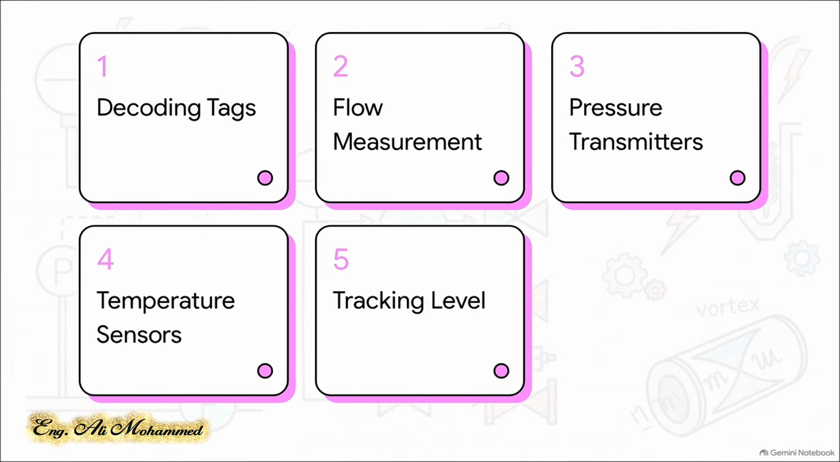Here's our roadmap for today. We'll be looking at 1. Decoding ISA 5.1 tags. 2. Flow measurement covering FT and FDT. 3. Pressure transmitters focusing on PT and PDT. 4. Temperature sensors like the RTD and TG. And finally, 5. Tracking level with LT, LZT, and LG tags. Let's get right to it.